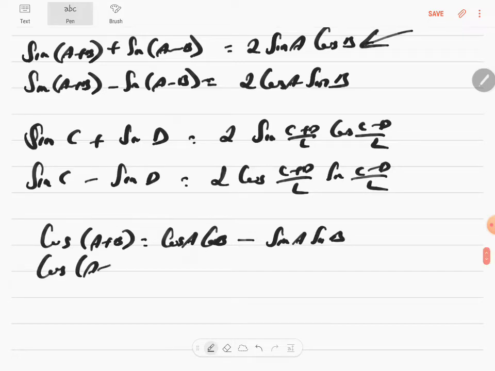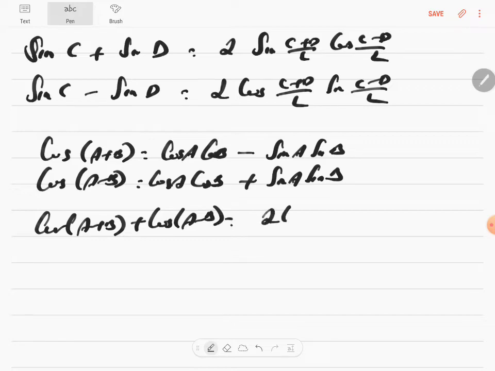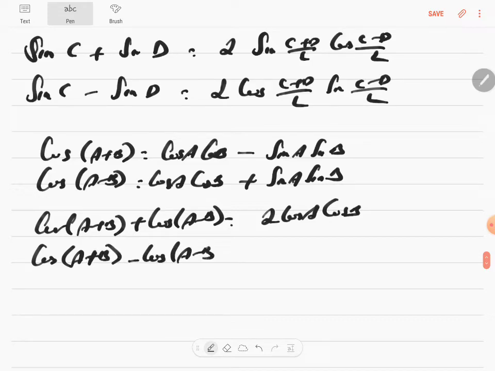Cos A minus B is cos A cos B plus sin A sin B. Okay, and again going to add both of these, which is cos A plus B plus cos A minus B is 2 cos A cos B. Next is cos A plus B minus cos A minus B is minus 2 sin A sin B, because you already have a negative and this will also become negative if you subtract.